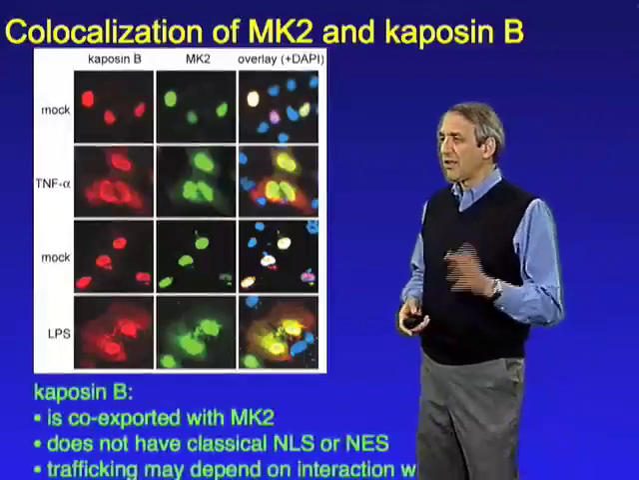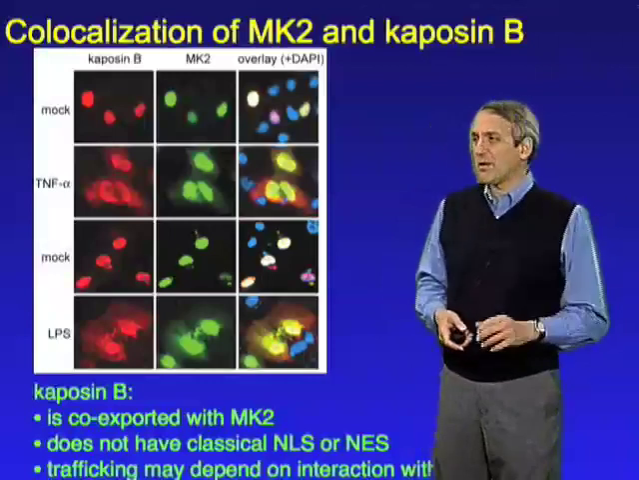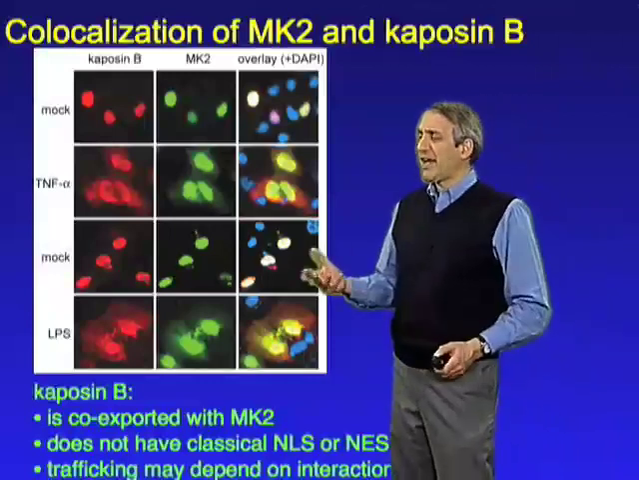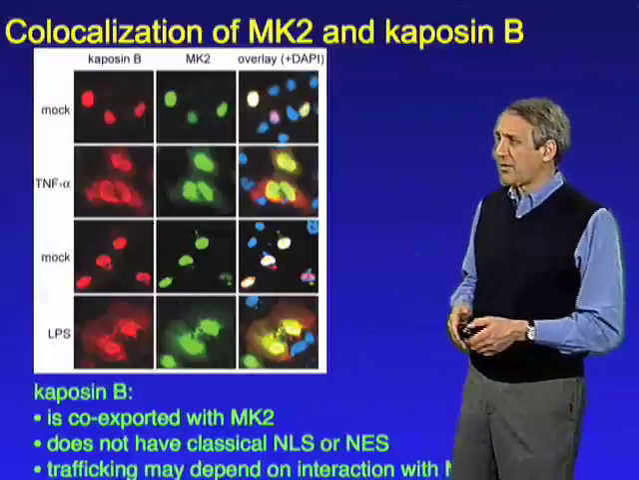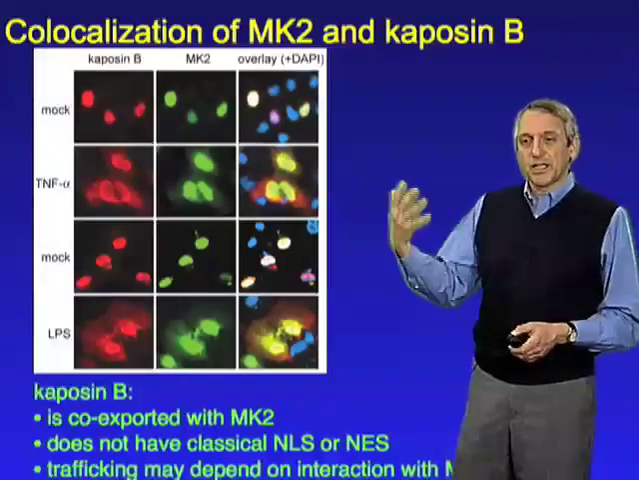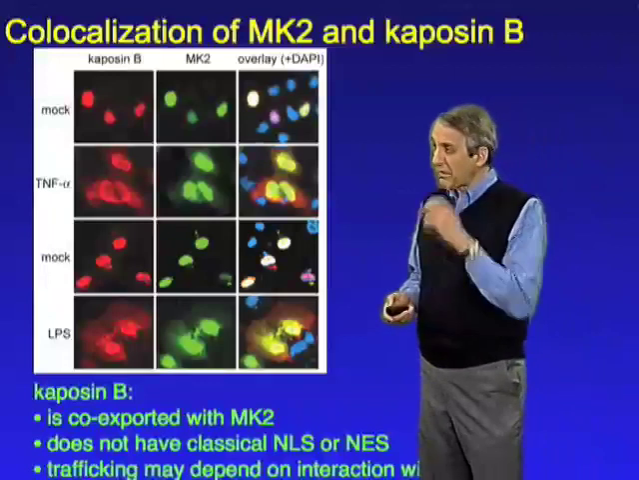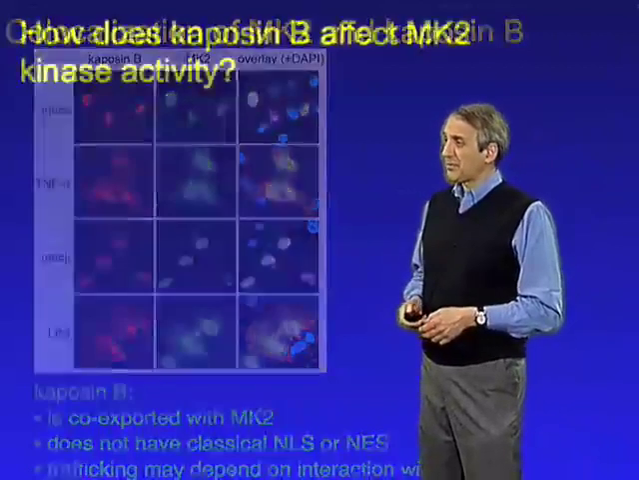And in fact, it's even more interesting because when you examine the sequence of Kaposin B, it doesn't appear to have any classical nuclear localization signals for import or export from the nucleus. And we believe that its shuttling is being governed by its interaction with MK2.